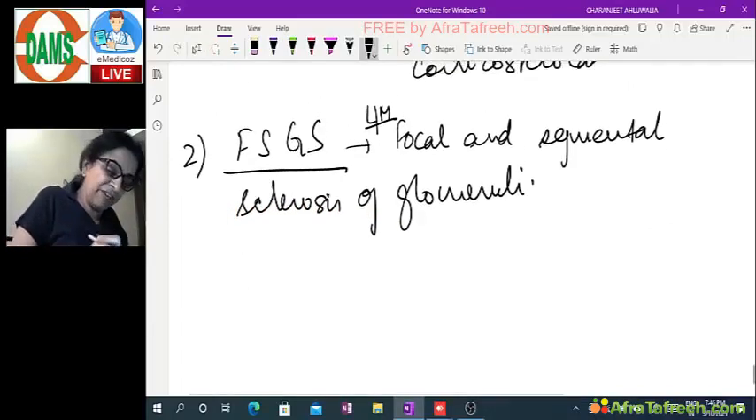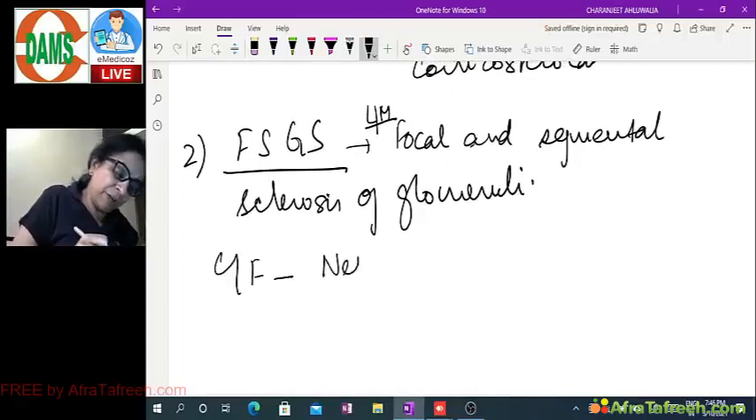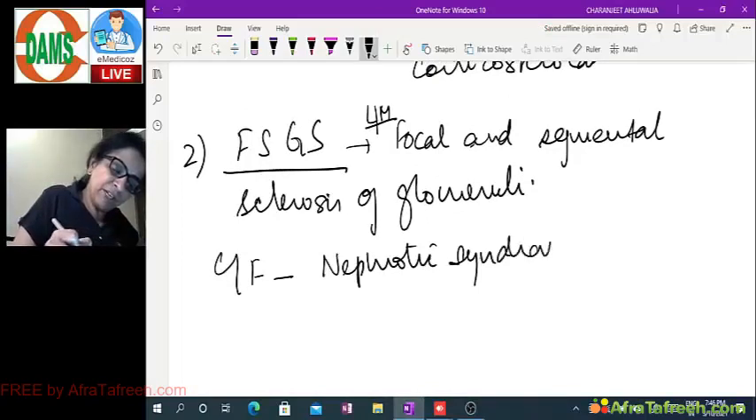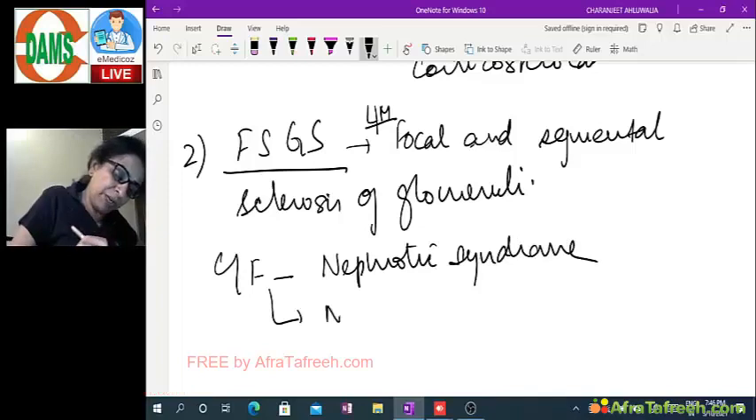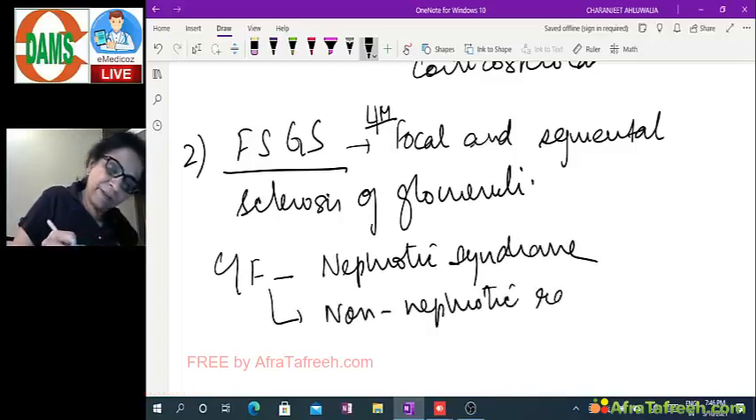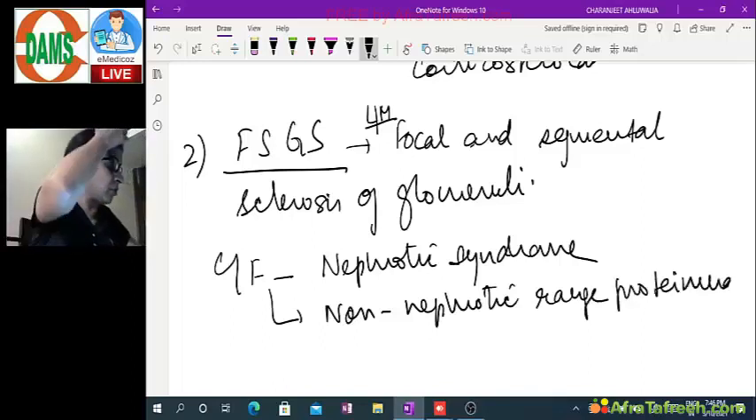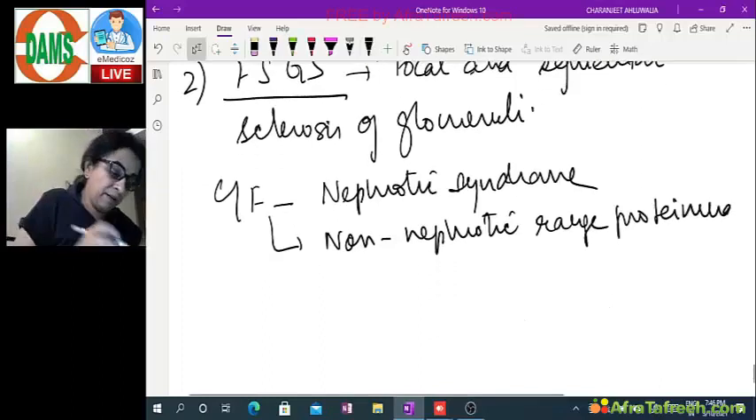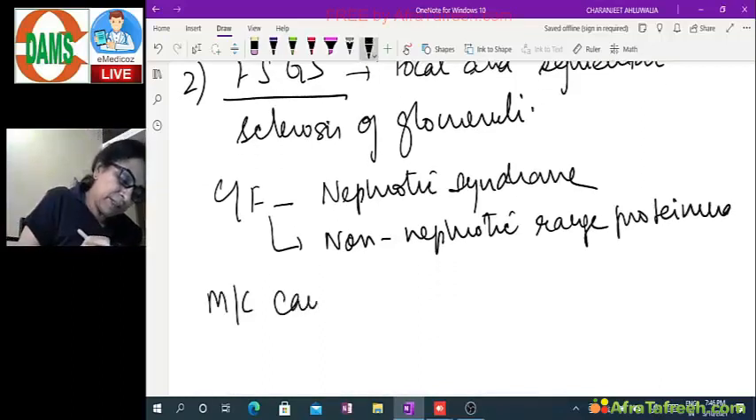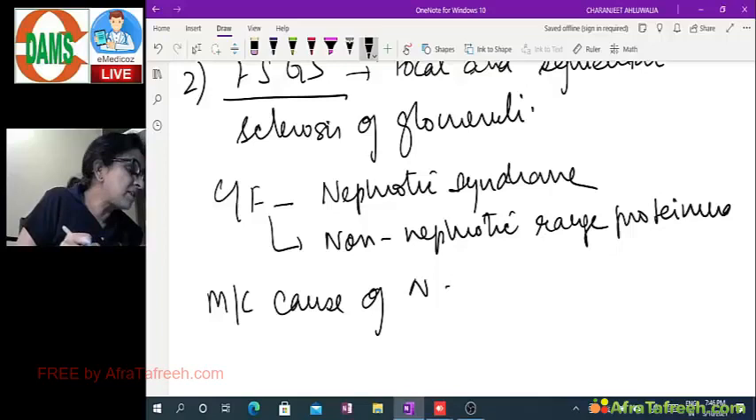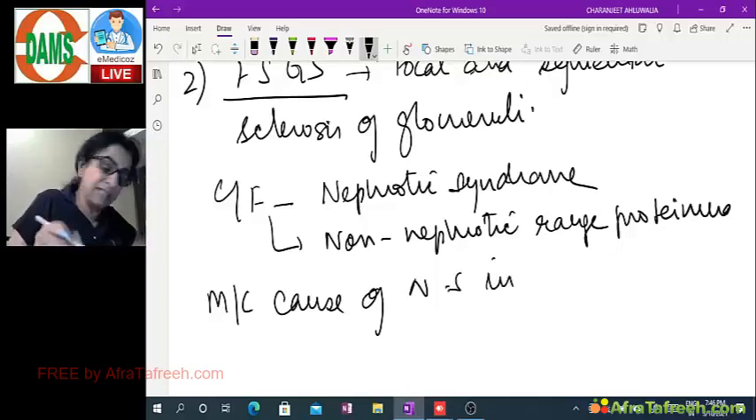Okay, now clinical features. How does the patient present? With nephrotic syndrome, or they may come with just non-nephrotic range proteinuria. Okay, now it is the most common cause of nephrotic syndrome in African Americans and Hispanics.